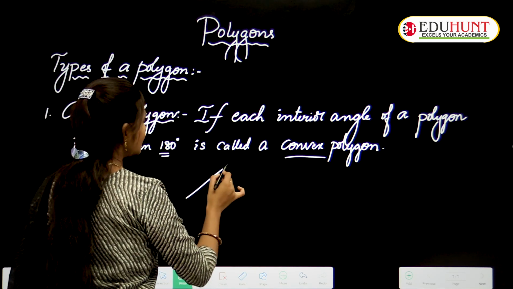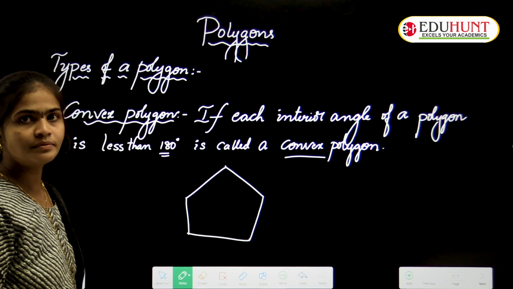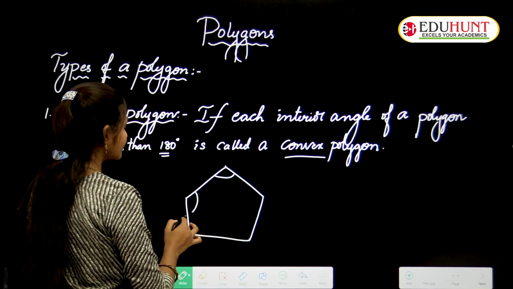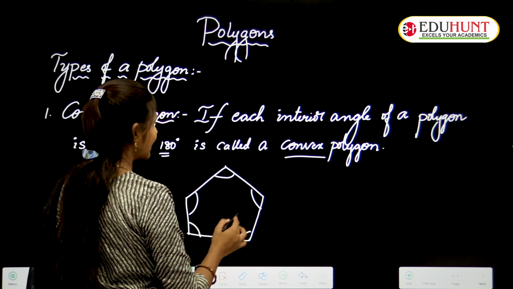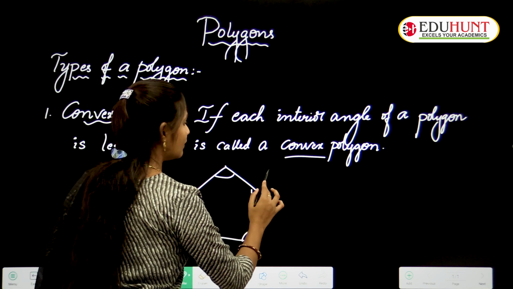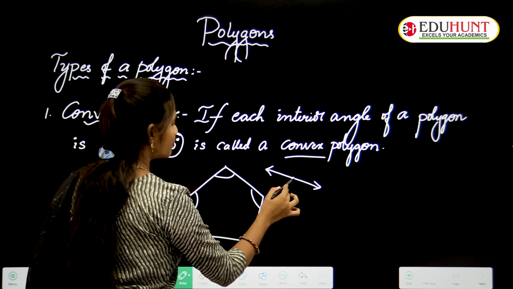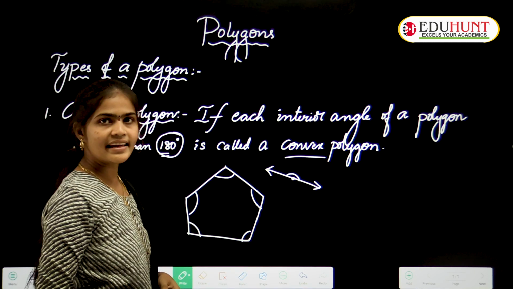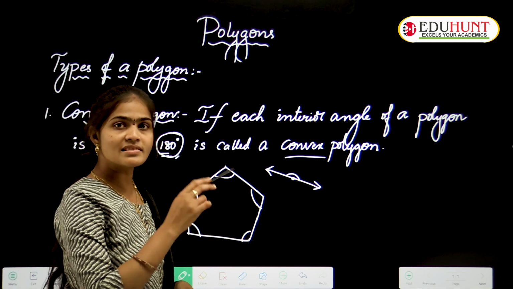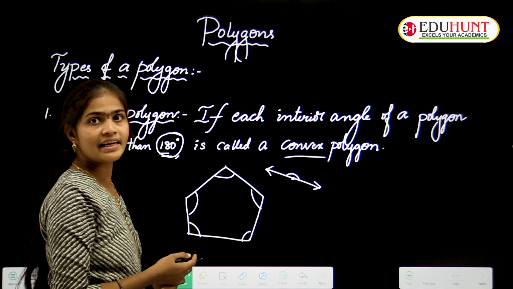So here we have some interior angles. How many interior angles are there here? 5 interior angles. Just observe that each interior angle is less than 180 degrees. Actually 180 degrees means a straight line, right? On a straight line at a common point, a straight angle is formed. That is 180 degrees. So that angle must be less than 180.